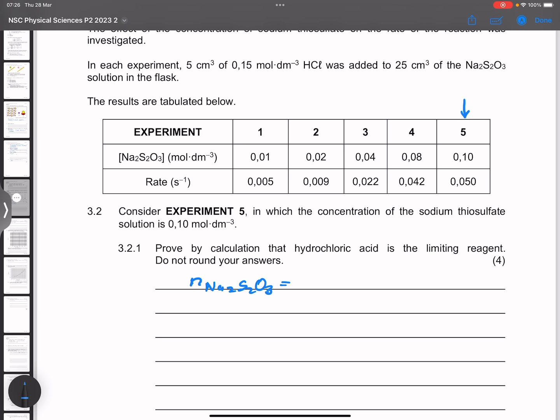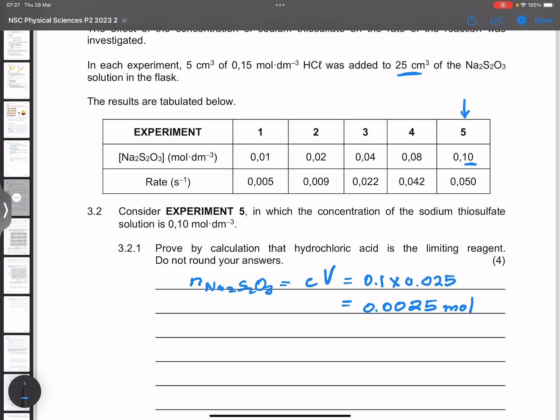And in this case, remember I'm given the concentration as well as the volume. So what I'm simply going to do, there's the volume of sodium thiosulfate, and there is the concentration on experiment 5. So that's going to be concentration times volume. This gives me 0.1 multiplied by, now remember 25 cubic centimeters, we have to convert it to cubic decimeters. We divide it by 1,000. Okay, so that will give me 0.025. Okay, right, so when I multiply that, I get 0.0025 moles of sodium thiosulfate.